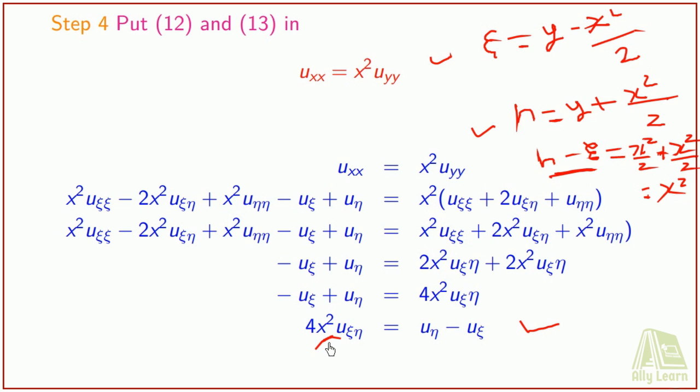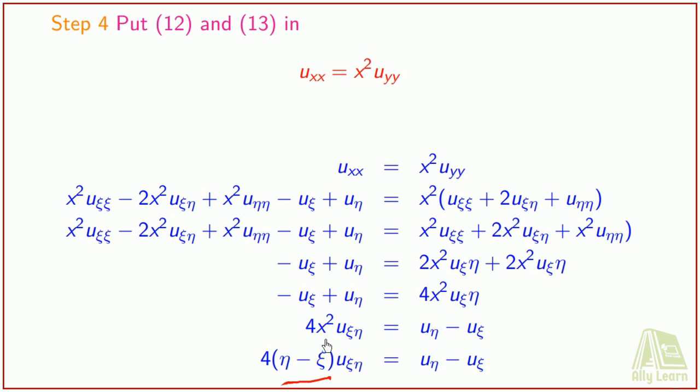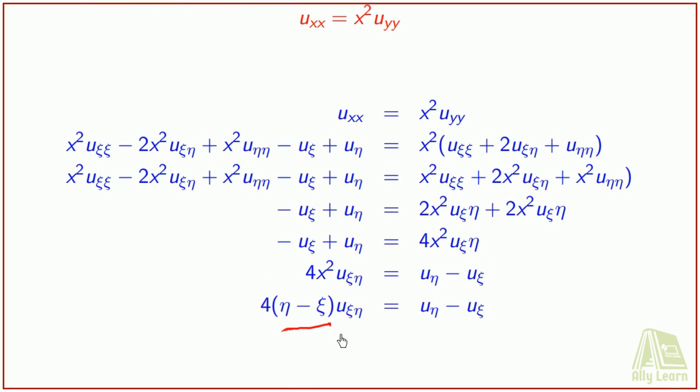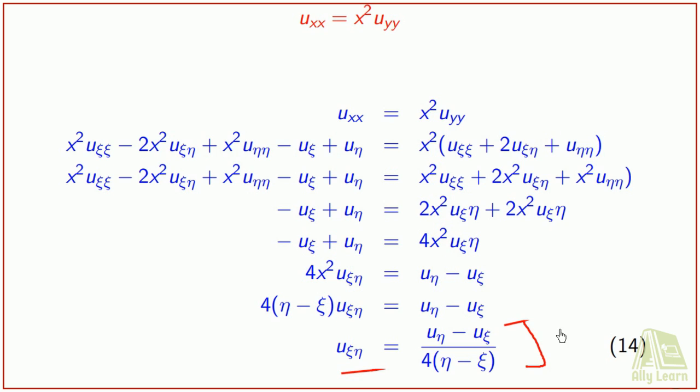So in the next step, I replace x square with eta minus xi. So afterwards, I get here, x square I replaced by eta minus xi. And then, finally, I get u xi eta to be this expression. And this expression is my canonical form. Okay? So you must be remembering the steps, what I did.